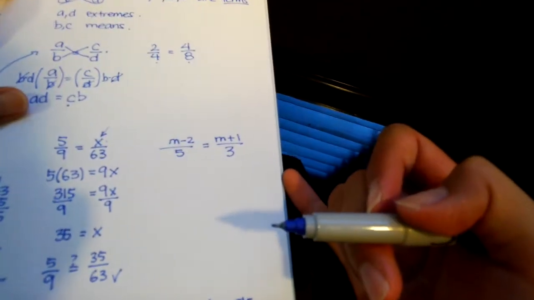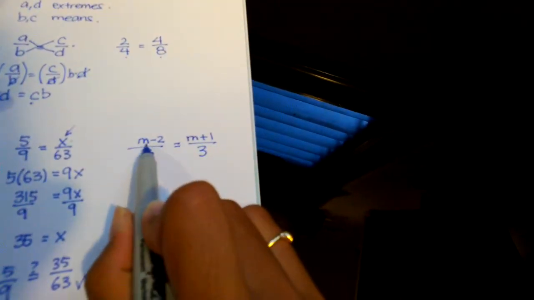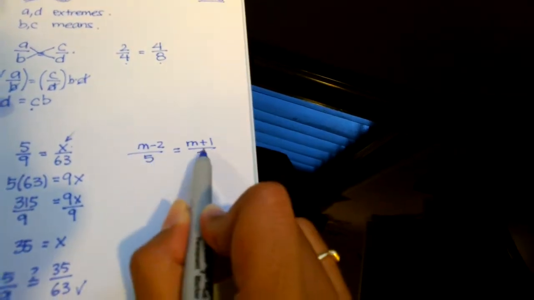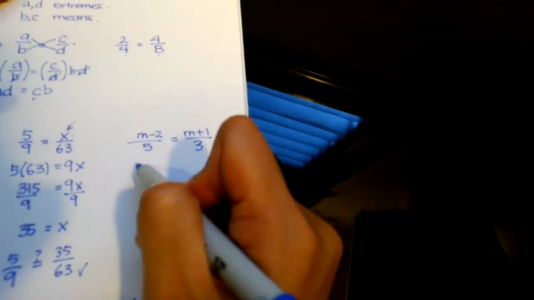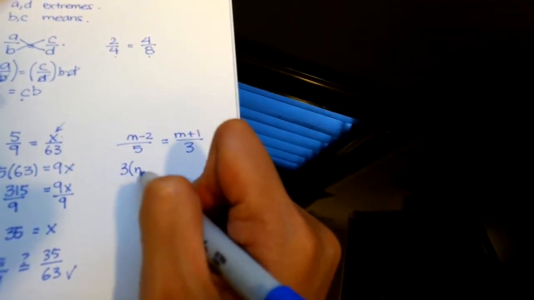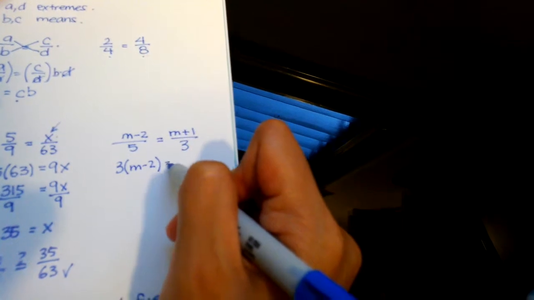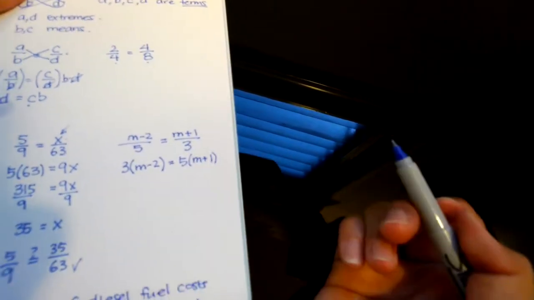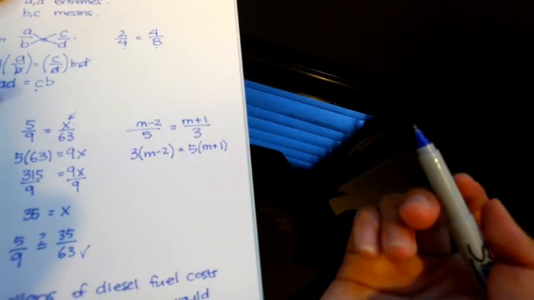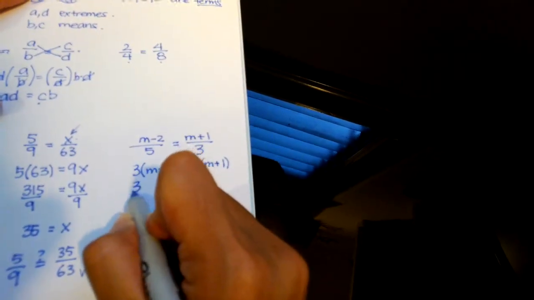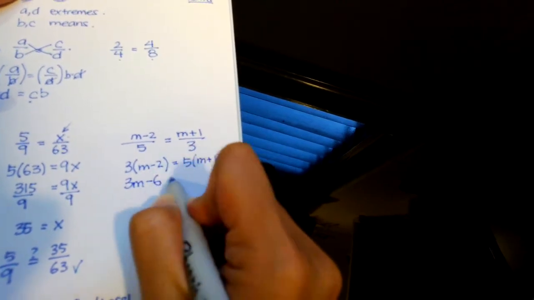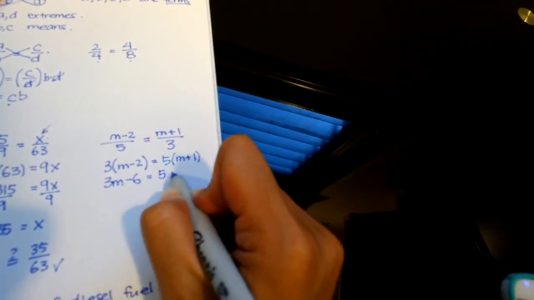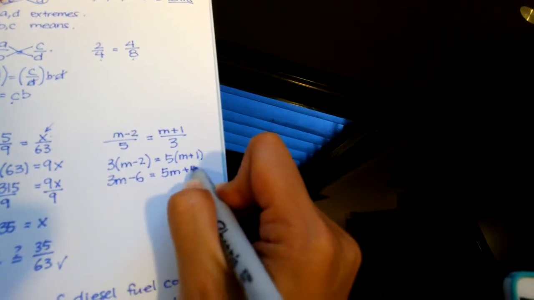So here's a little bit different example. We have (n minus 2) over 5 equals (n plus 1) over 3. The process is going to be exactly the same. So we're going to do 3 times (n minus 2) equal to 5 times (n plus 1). And now it looks like something that we've done in previous sections. So you distribute the 3 on this side, minus 6, and then you distribute the 5 on the other side, so 5n plus 5. And you collect all the terms.